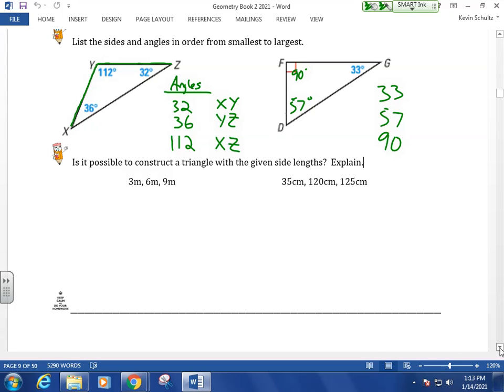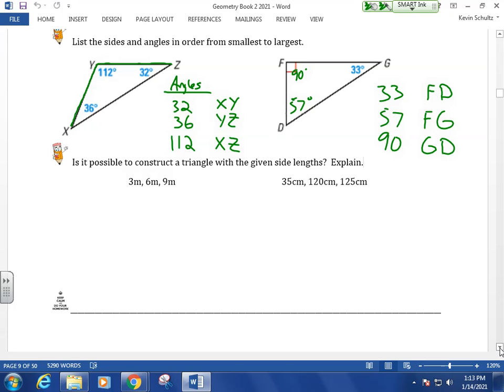Side lengths, FD is opposite our smallest angle, so that'll be our shortest side. Then comes FG, opposite our medium angle. And then the hypotenuse, GD, is opposite our largest angle, that right angle, the 90-degree angle.